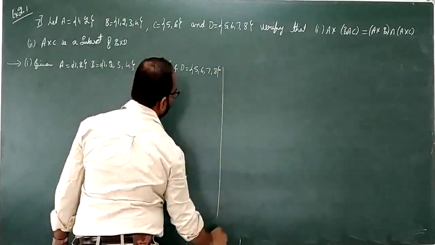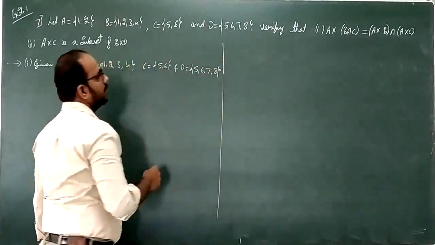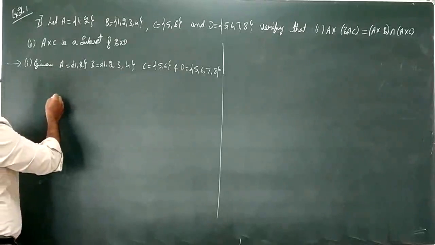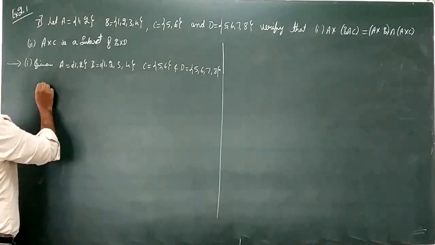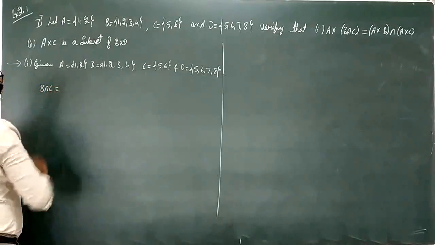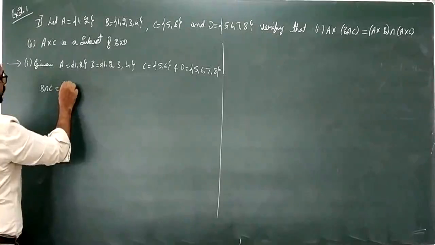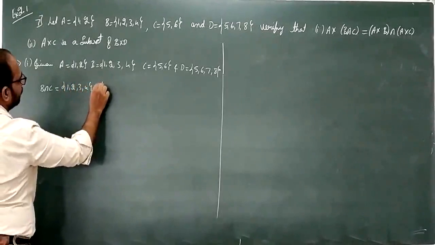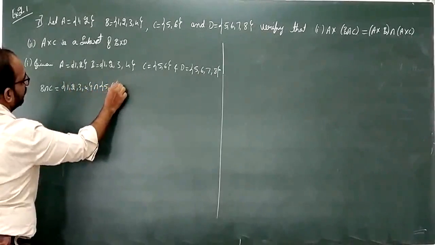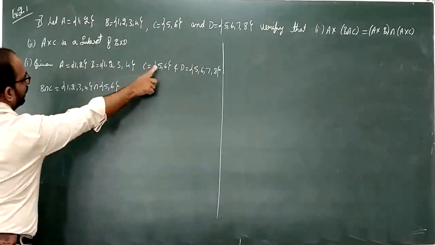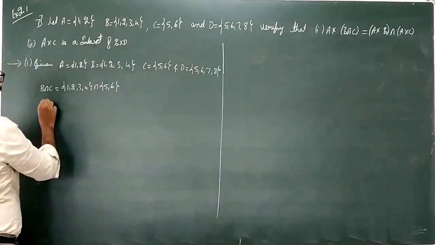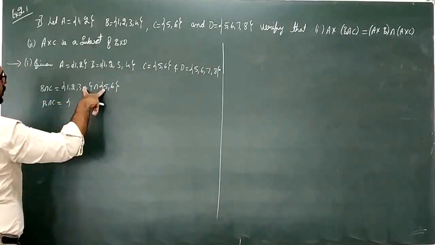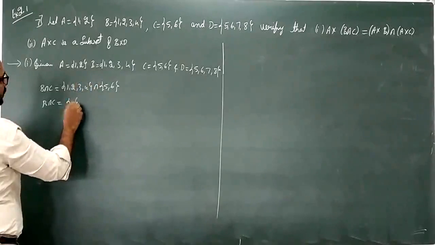This is the given, and also we have to prove that first one, that is A Cartesian product of B intersection C. Set B is 1 2 3 4, set C is 5 6. Therefore B intersection C is equal to, there is no common element between these two sets, therefore it is null set.